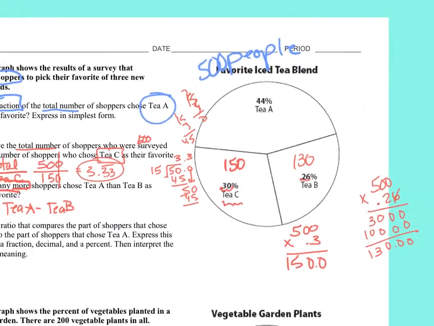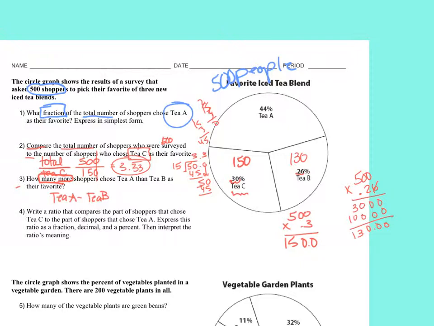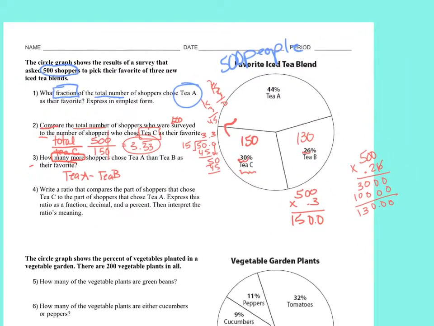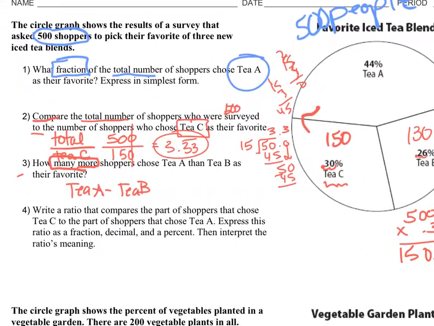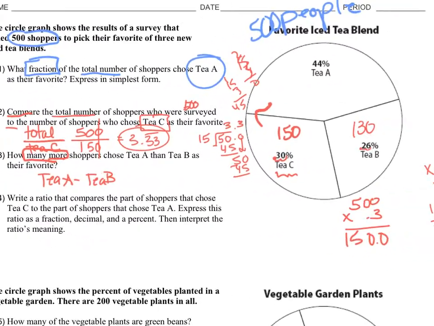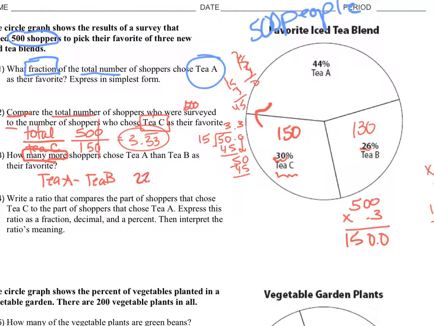Yeah, you can do that if you know the total people and you already know the majority of them. If you know 2 out of the 3, add those together and subtract to see what you get instead of all the multiplying. So TA was 220 people minus TB, which is 130 people. What do we get? 90. 90, do we agree?